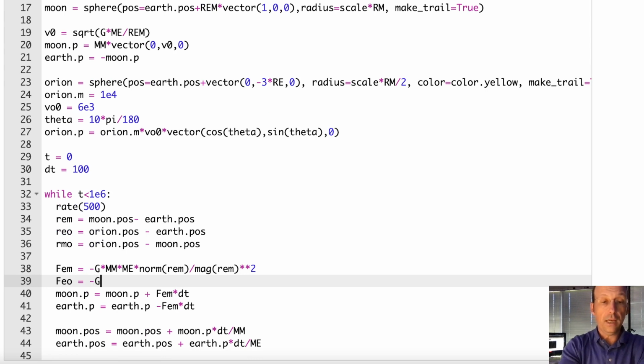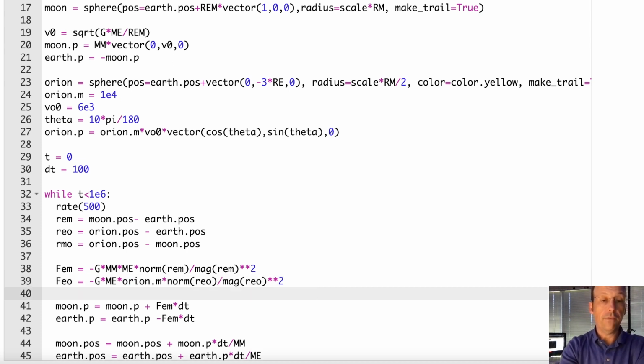FEO equals -G times mass of the Earth times Orion.m times norm REO divided by mag REO squared. And then for the moon, FMO equals -G times mass of the moon times Orion.m times norm RMO divided by mag RMO squared.